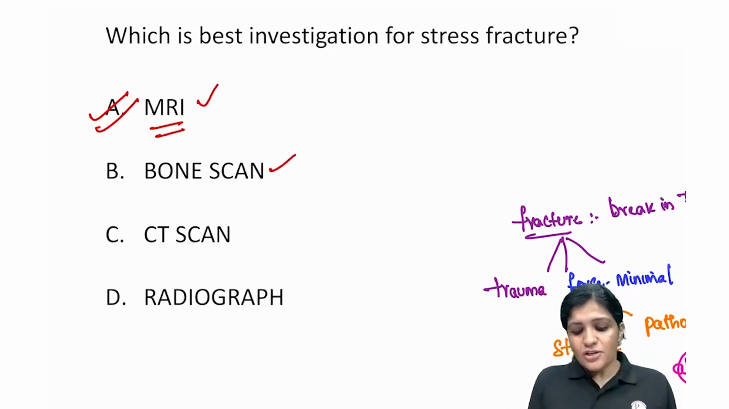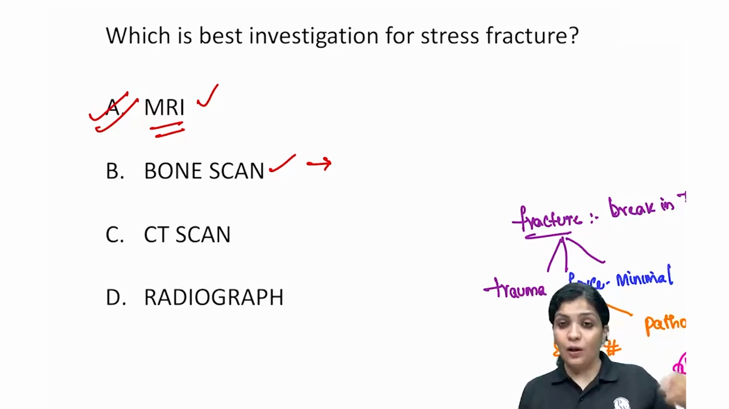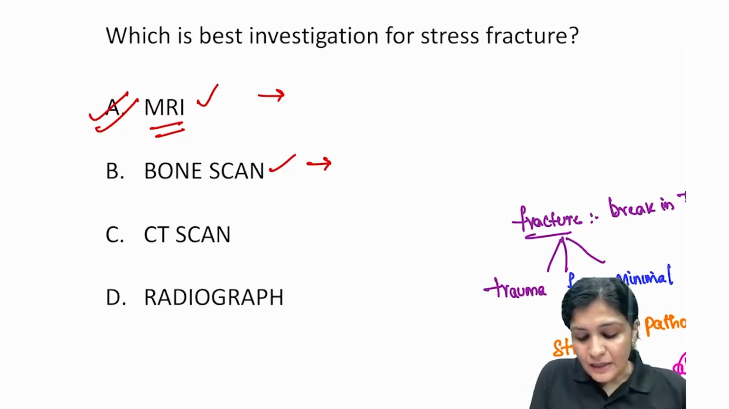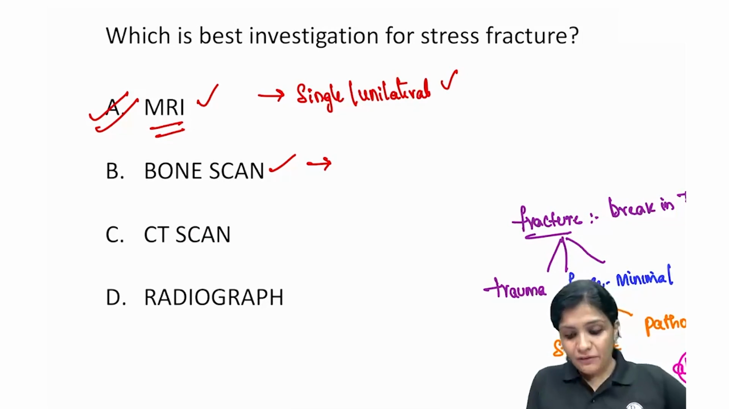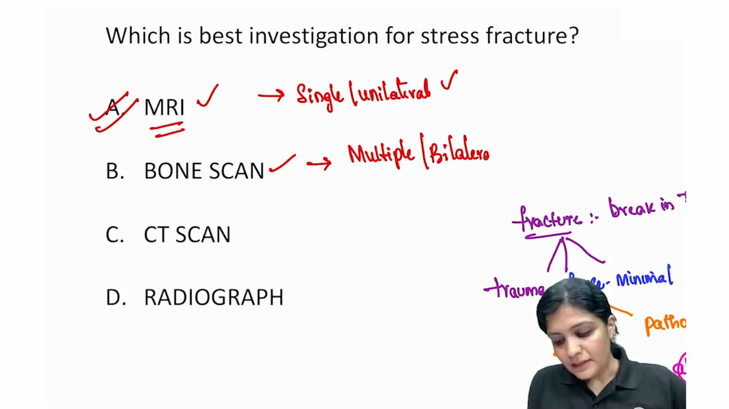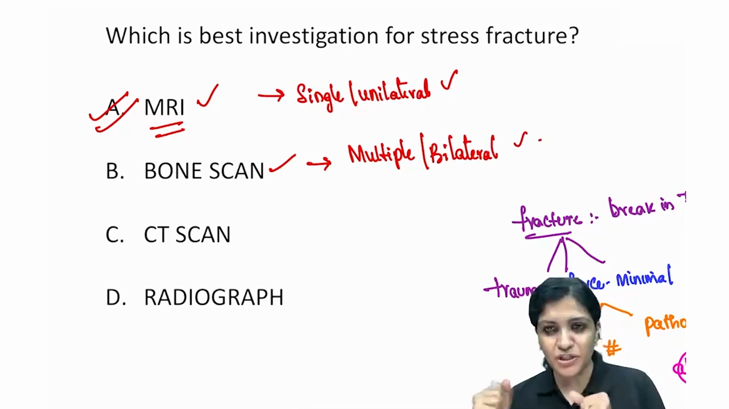Then when is the bone scan used? So what is the bone scan? Bone scan is where we inject certain material and then we trace that material and find out what is happening inside the bone. Whenever there is a single fracture or a unilateral fracture, then you can still go for MRI. But whenever you want to deal with multiple stress fractures or bilateral involvement, then you can go for bone scan.